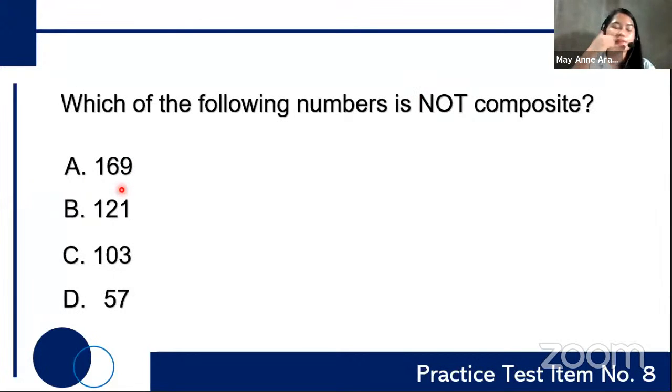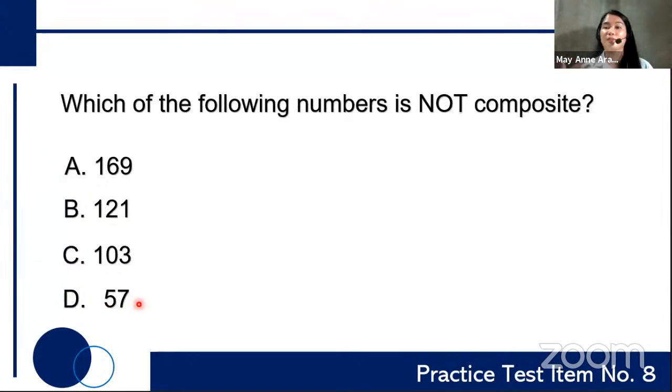Okay, clearly 169 and 121 are composite, no? Because 169 is just 13 squared, diba? And 121 is just 11 squared. So aside from 1 and 121, 1 and 169, there are still other factors kasi nga perfect square sila. So kailangan nyo ding medyo i-memorize yung mga perfect squares kahit hanggang 20 man lang. So para mas mabilis, we can exclude option A and option B. So meron lang tayong C and D.